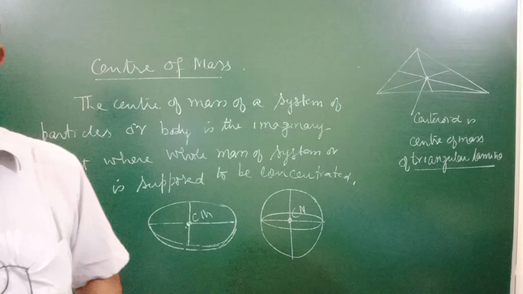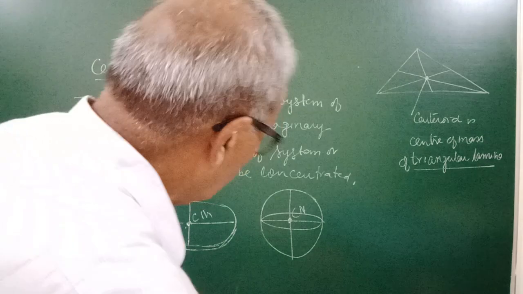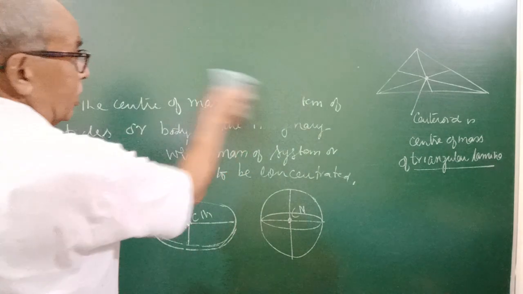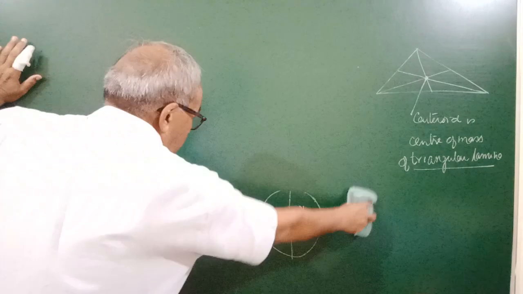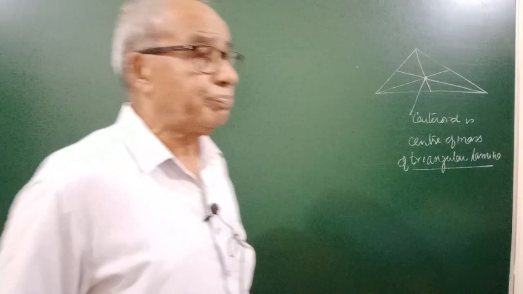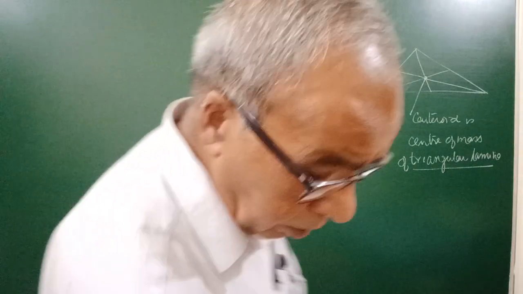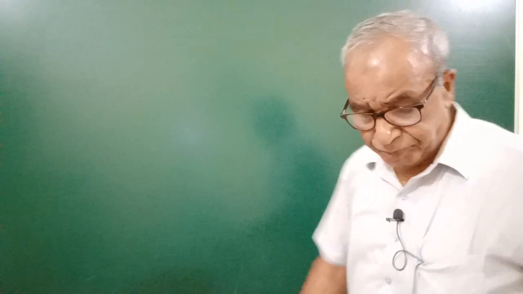So I told the definition of center of mass: the imaginary point where the whole mass of the body or system of bodies is supposed to be concentrated. I give some examples. Like the center of mass of a sphere is the center of the sphere, provided the mass distribution is uniform. Here also comes the idea of a rigid body.